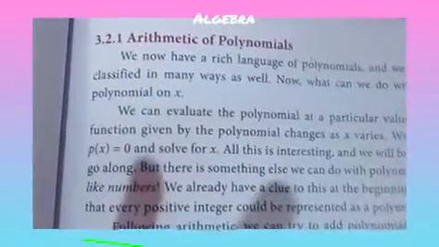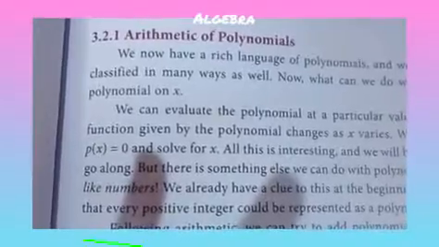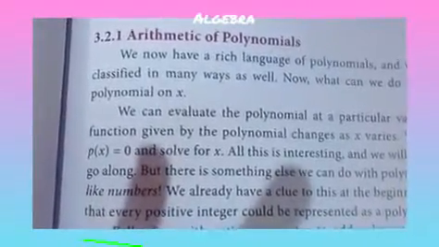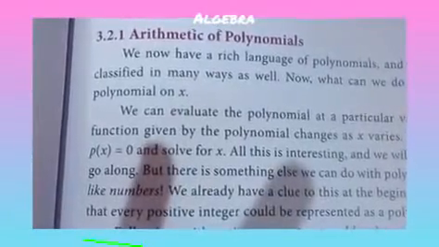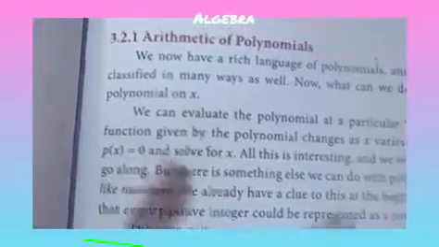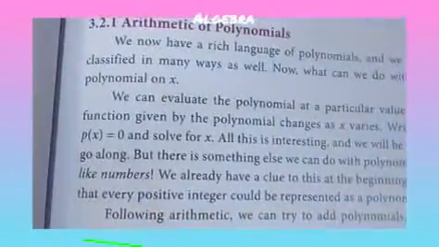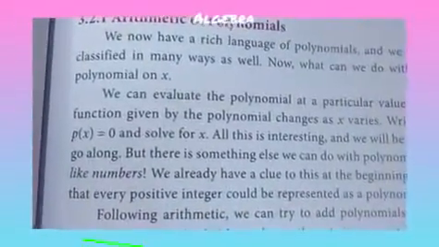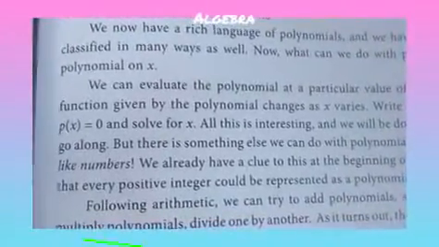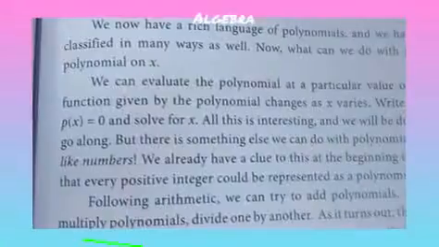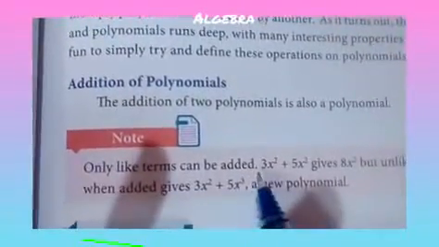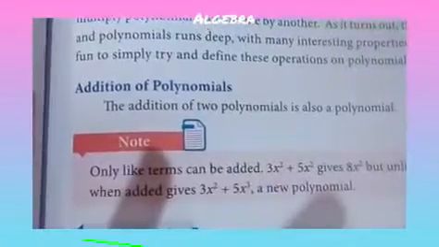For the arithmetic of polynomials, the arithmetic operations you know are addition, subtraction, multiplication and division. Here we have four types of problem: addition problem, subtraction problem, multiplication problem and division problem. For addition and subtraction we have to use like terms. Like terms means the same degree and same variable. Note that only like terms can be added and subtracted.